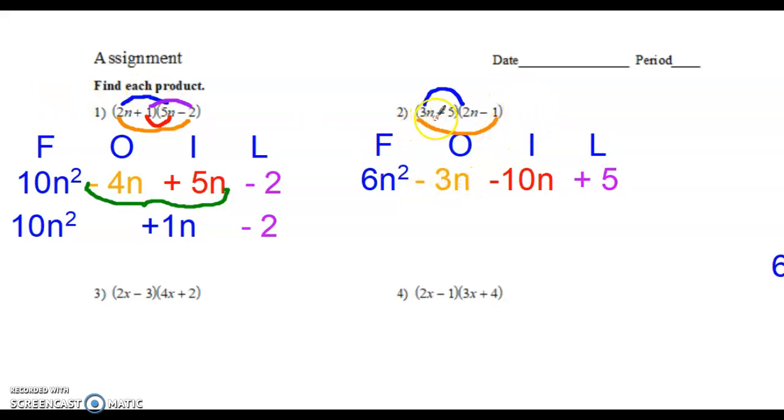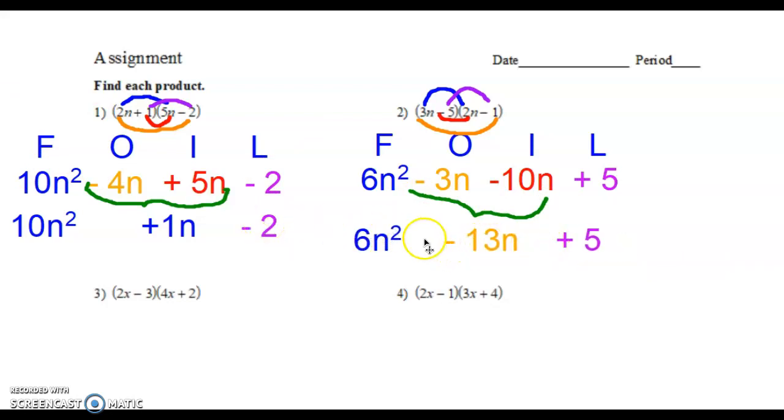Insides will be a negative 5 times 2n. Negative 5 times 2 is negative 10. Don't forget the n. And then last times last, negative 5 times negative 1 is positive 5. And yes, we are going to have to combine these two, the orange and the green, and notice they add up to a negative 13. So this is my final answer, 6n squared minus 13n plus 5.